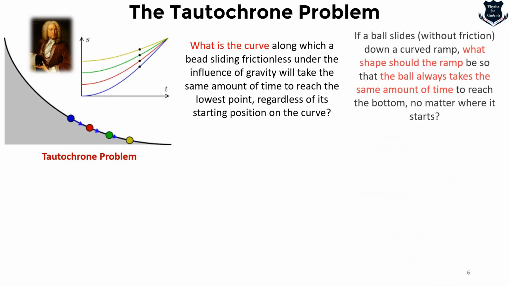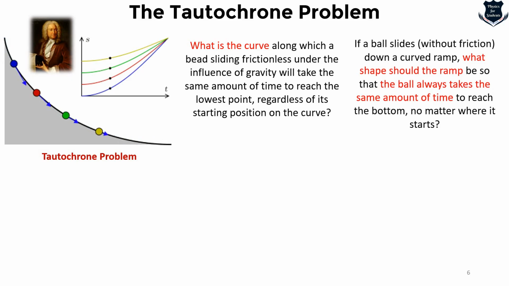Or we can say it in these words: if a ball slides without friction down a curved ramp, as you can see these balls are sliding down, what shape should the ramp be so that the ball always takes the same amount of time to reach the bottom no matter where it starts? This is actually the problem that was posed.